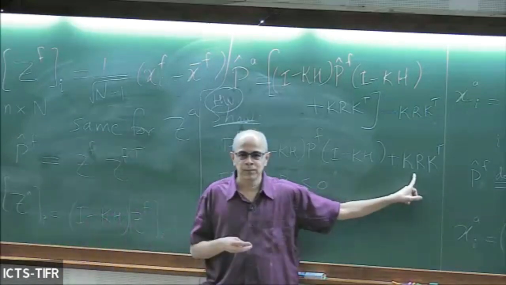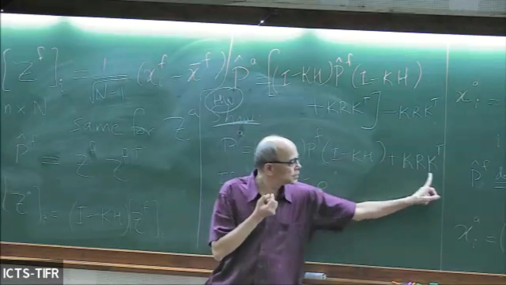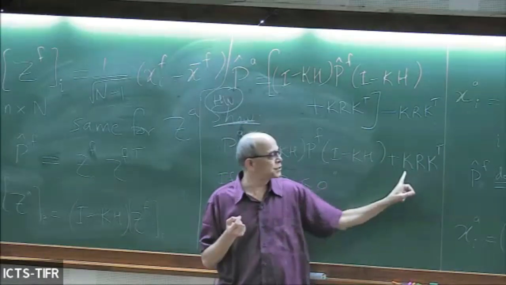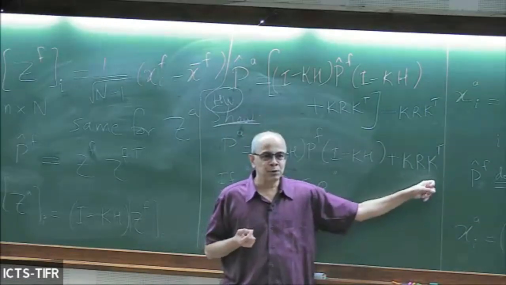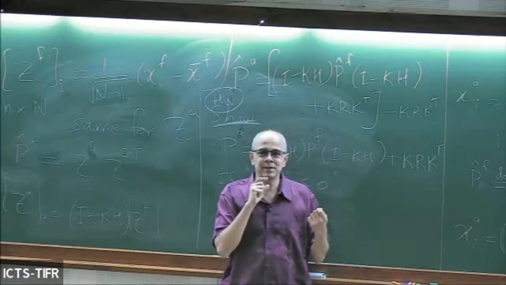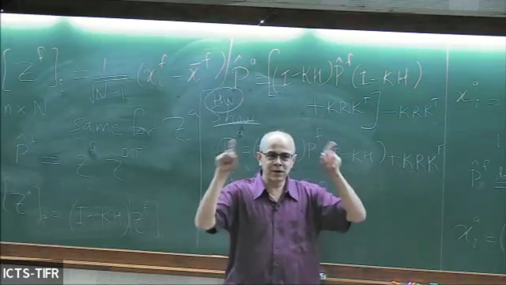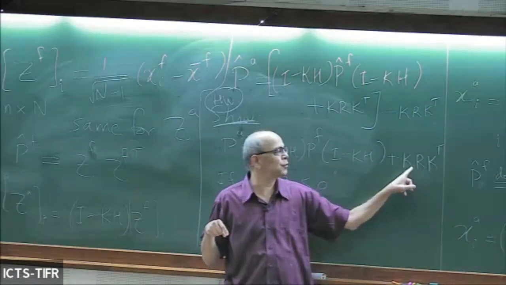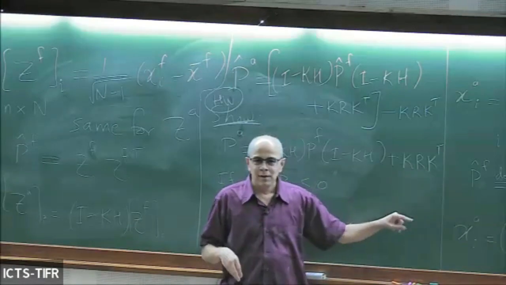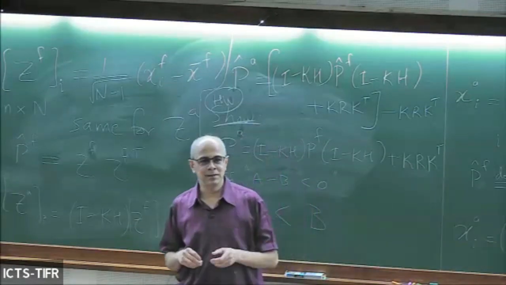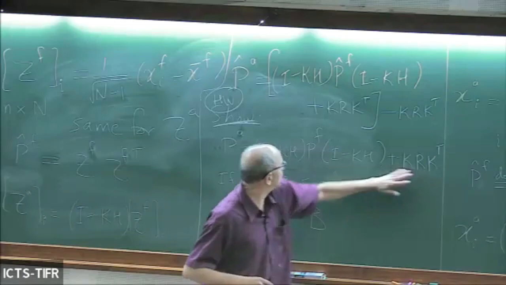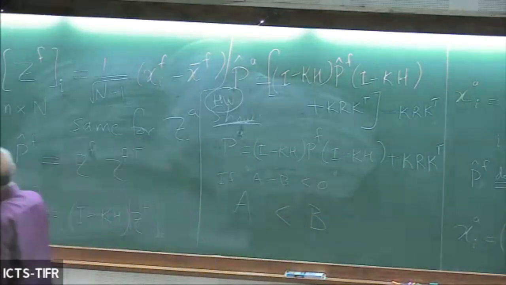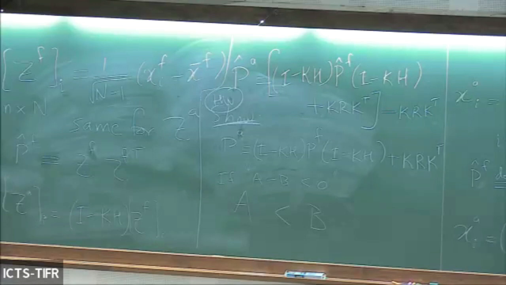Is this symmetric? This little bit here? What's the transpose of this matrix? When you take the transpose, you go in reverse order and take the transpose of each of the pieces. KRK transpose will be K transpose R transpose K transpose. It is symmetric because R is symmetric. R is an error covariance matrix, so it is symmetric. So this is a symmetric matrix. This, by the way, it's not obvious why this is symmetric. It's not easy to see that this is symmetric. You agree?